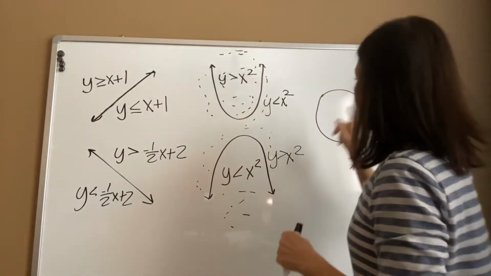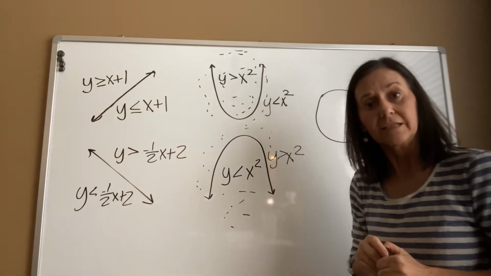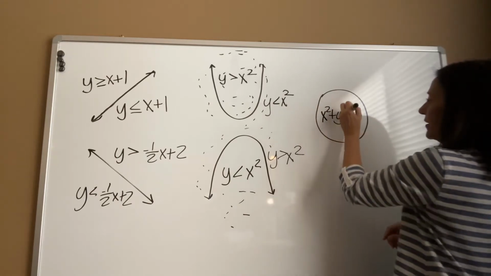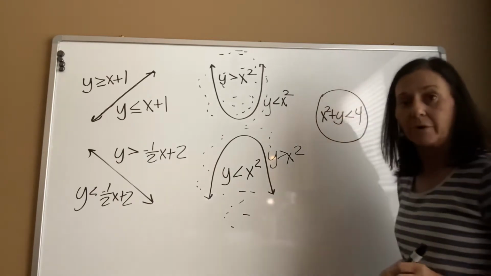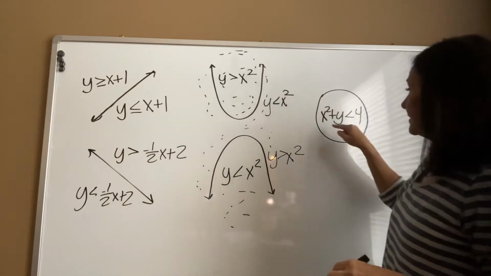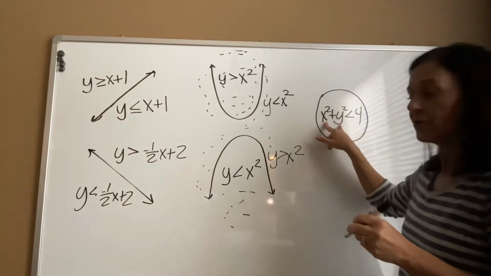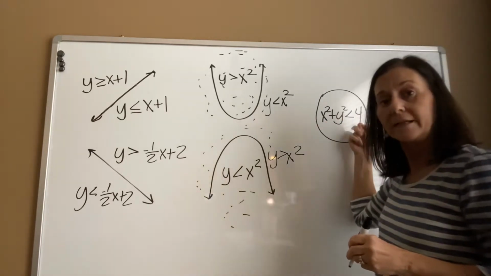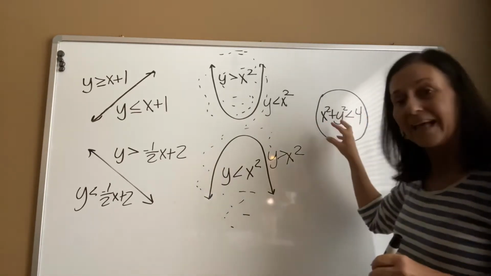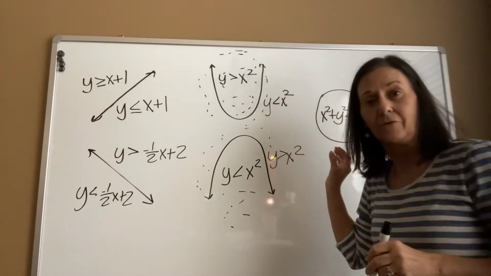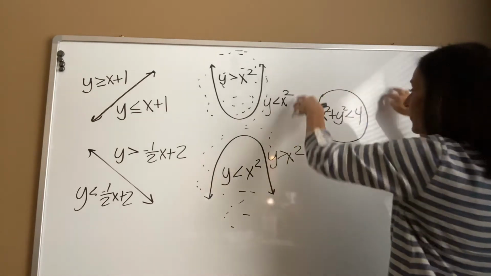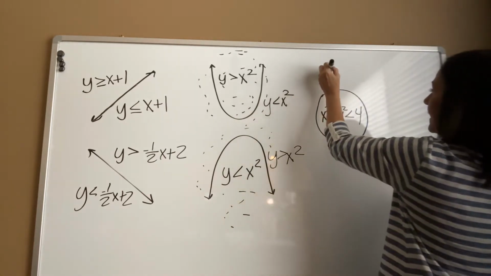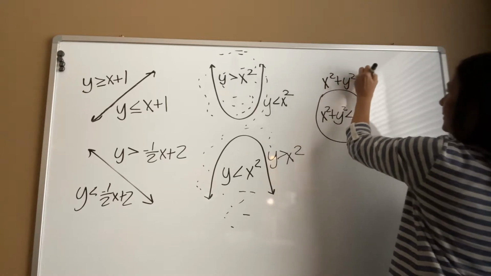All right. Now, for a circle, it's a little different. You're going to have x squared plus y squared less than a number. So both your x and your y are going to be on the same side of the inequality, and on the other side of the inequality is going to be your constant. Less than is inside the circle. Greater than is every region outside the circle. So this would have been x squared plus y squared greater than 4.